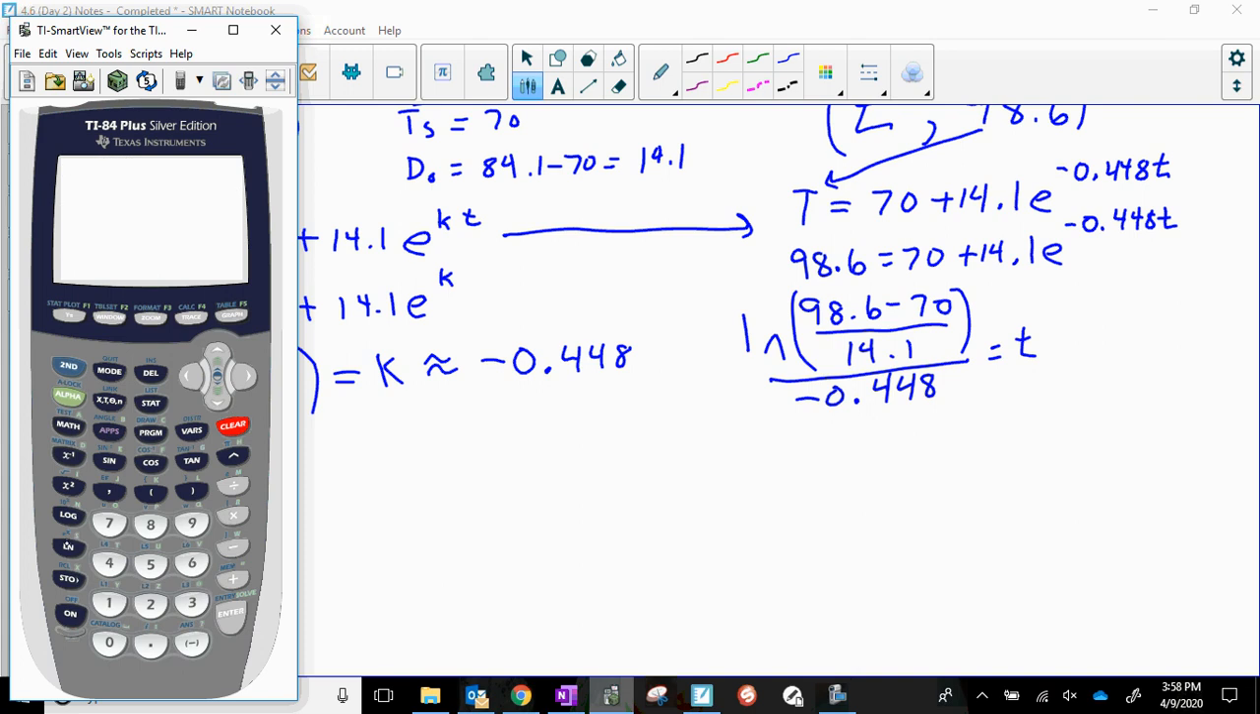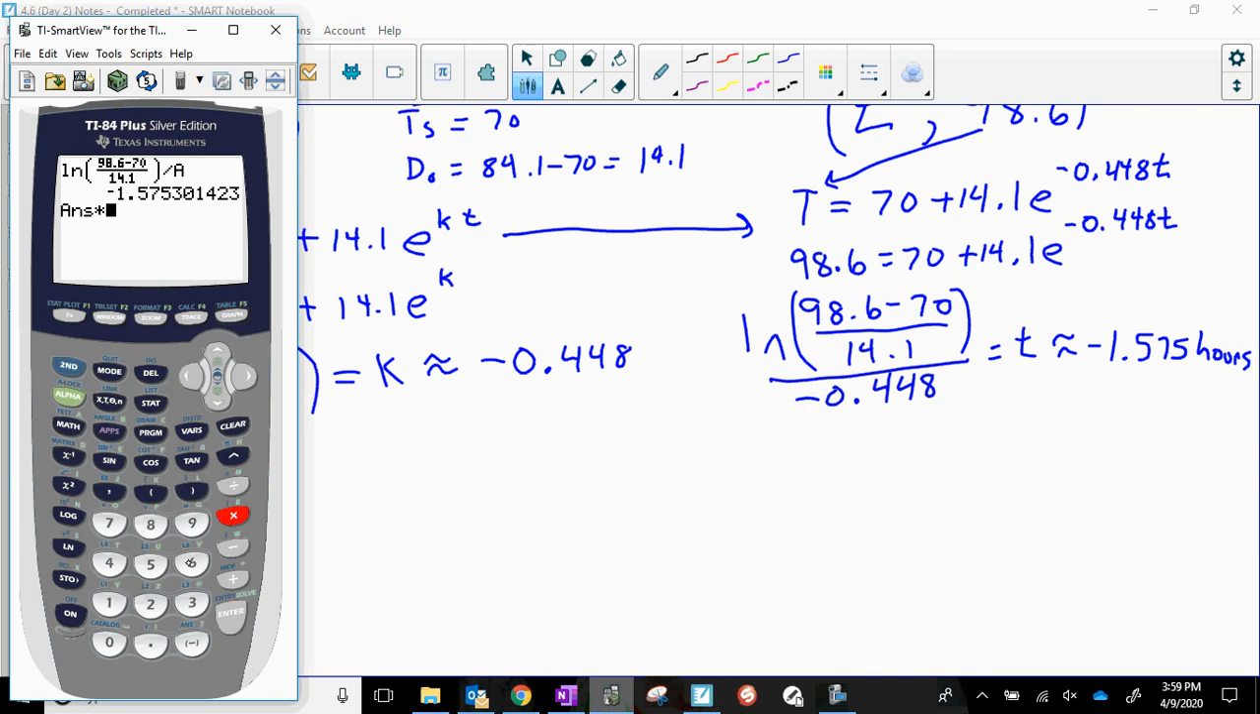All right. So we have the natural log of the temperature 98.6 minus 70, all over 14.1, divided by our rate of cooling. And I'm coming up with approximately negative 1.575 hours. Now, if this is the bonus problem on the test, I'll be giving you 7 out of the 10 bonus points. The reason you don't get them all is because they want a time on the clock.